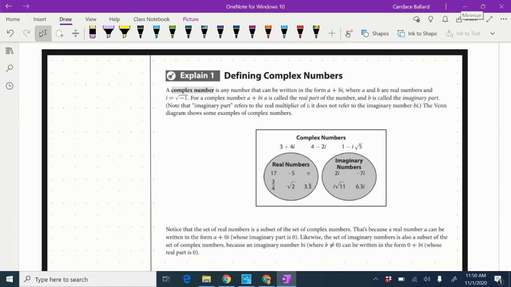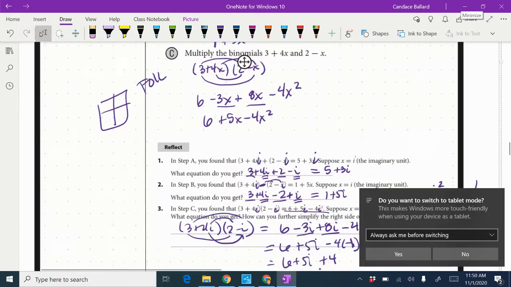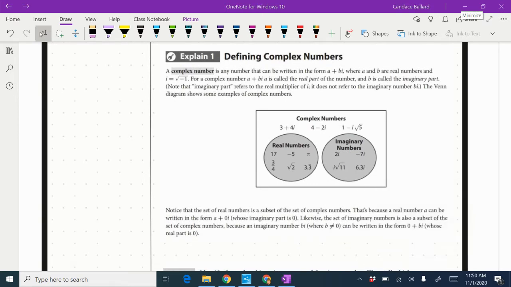So in this video, we're going to continue talking about topic 4.4, I believe is what we are on, right? We're talking about complex numbers. So we're going to go through explain one. So we finally define what a complex number is here.